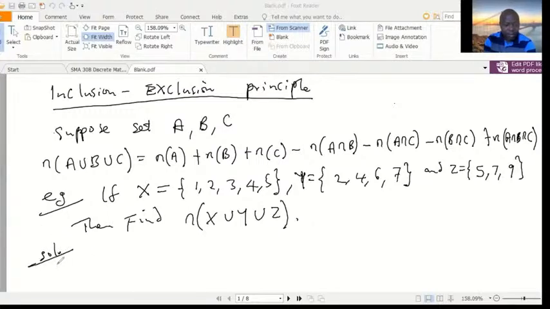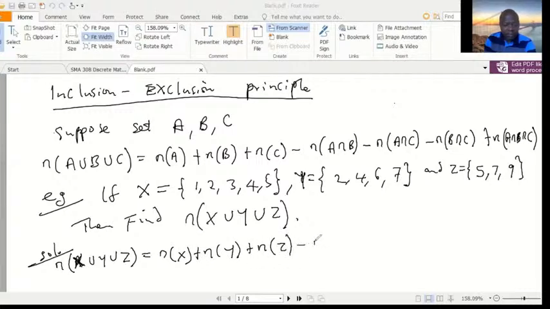Our solution is, by the inclusion-exclusion principle, the number of elements in the union of X, Y, and Z will be given by the number of elements in X plus the number of elements in Y plus the number of elements in Z, minus the number of elements in the intersection of X and Y, minus the number of elements in the intersection of X and Z, minus the number of elements in the intersection of Y and Z, then plus the number of elements in the intersection of X and Y and Z.